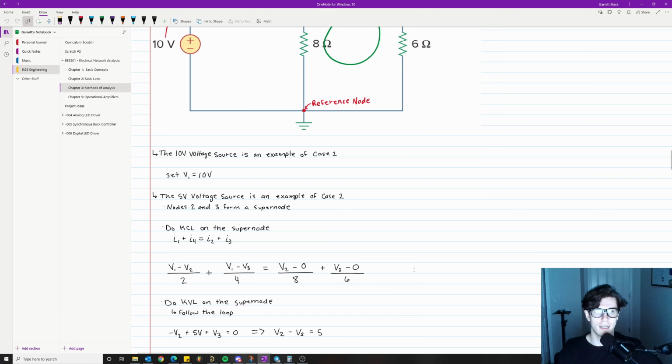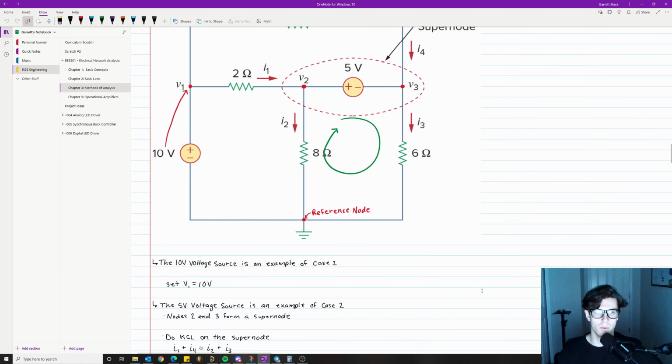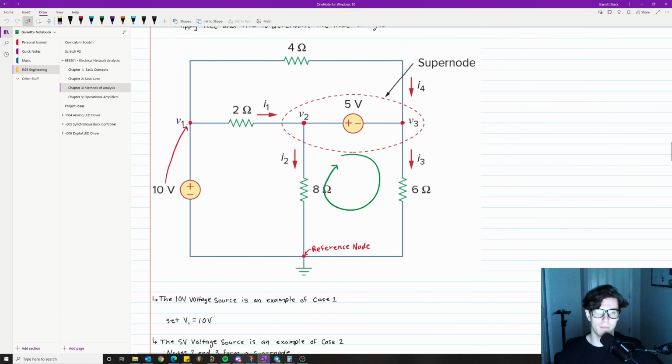Okay, when I talked about having multiple characteristics, what we have to do now is use Ohm's law to write these in terms of voltage and resistance, right? So we have I1 is equal to V1 minus V2 over 2, which hopefully is pretty straightforward. And that should make perfect sense compared to the last example we just did.